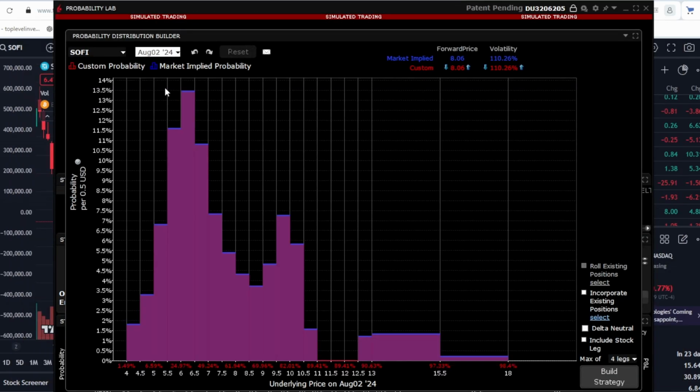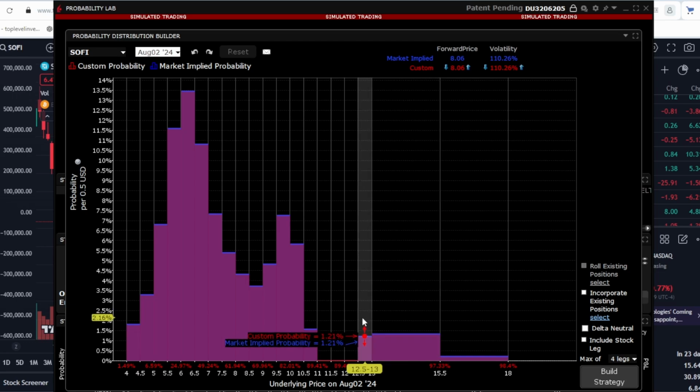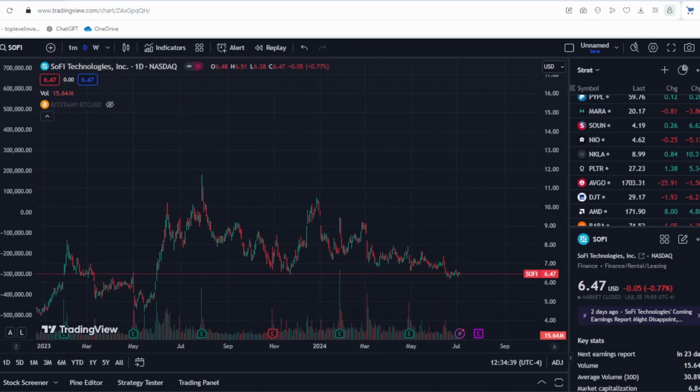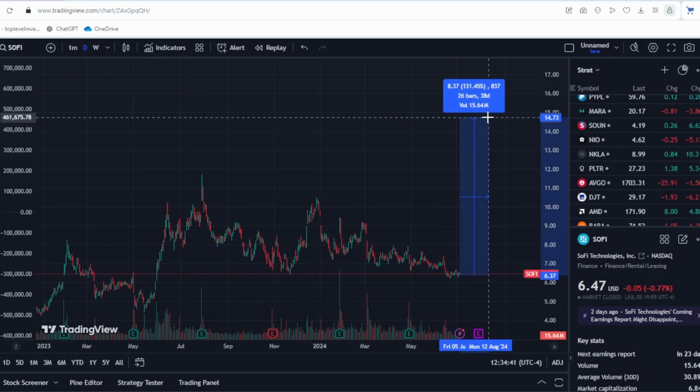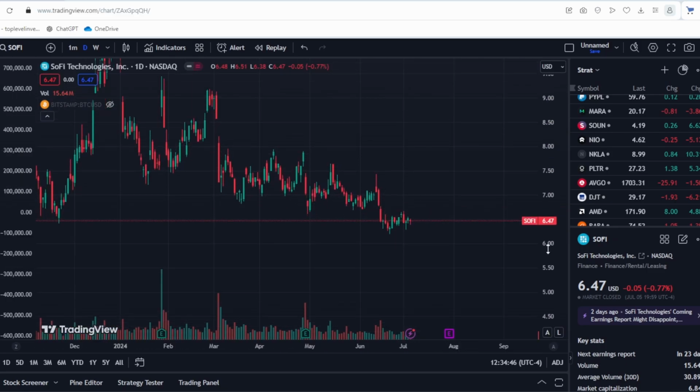If we look at the market forecast for, say, early August, specifically August 2nd, 2024, we see that the market assigns a 10% probability that the stock will be between $12 and $15. This implies that the stock might sharply rise by 100% post-report. Again, friends, the probability is quite low, but it's there, at least according to the market.